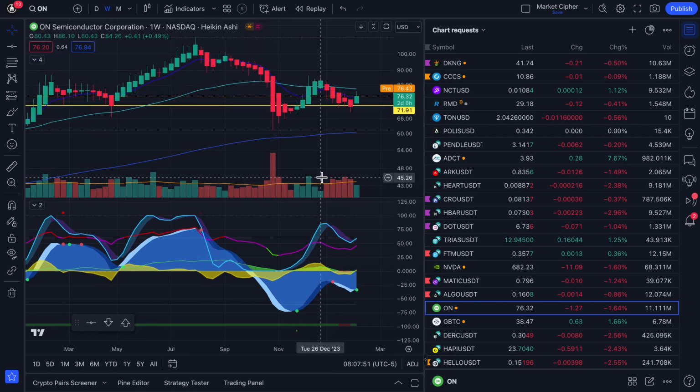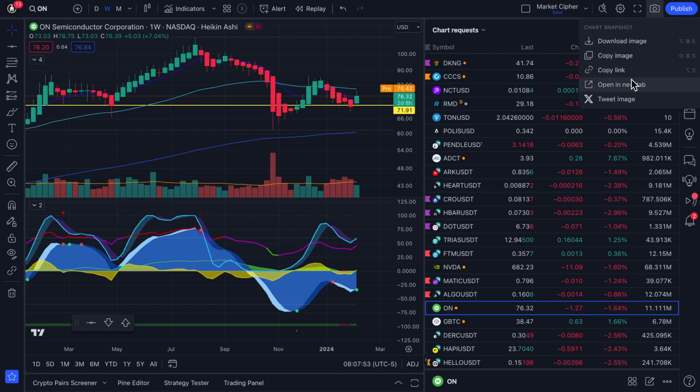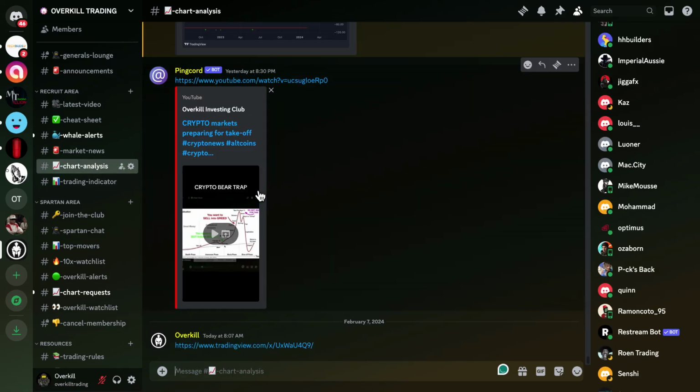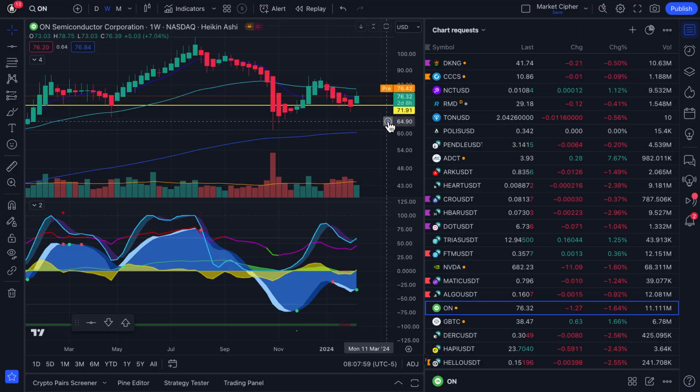It's a good setup here. That's a 71 cent stop loss. I'm sorry, $71 is the stop loss. That's that yellow line at the bottom of the weekly candle right there. We're getting the green dot on.